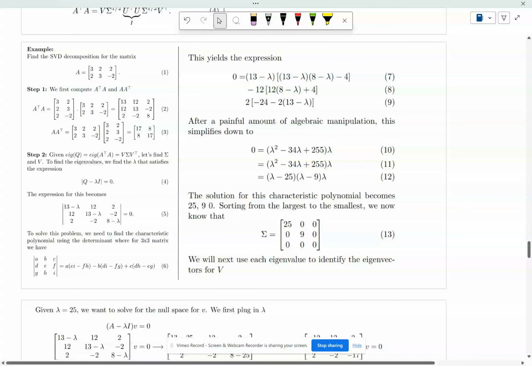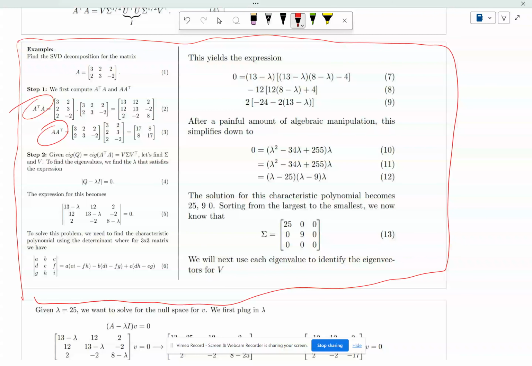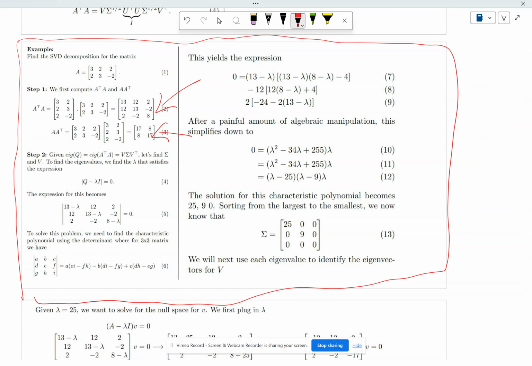Okay, so over here is an example. I'm not going to go over the whole thing, but you can see here the first step is to make it square. So right here, you multiply out, you get a 3 by 3 matrix, and then you multiply the other way. So first you do A transpose A, then you do A A transpose. Now you have two matrices, and what you want to do is find the eigendecomposition for both of them. And if we start with the big one, right, here's the big one.